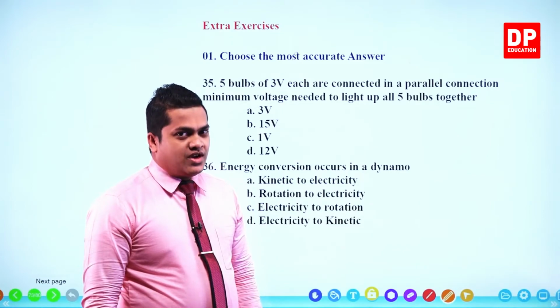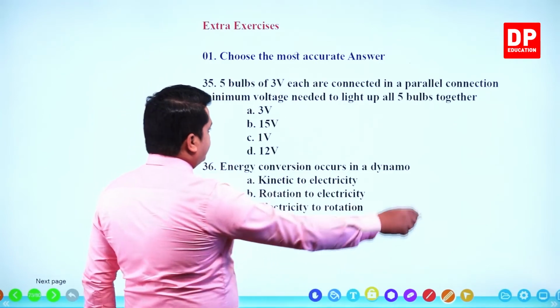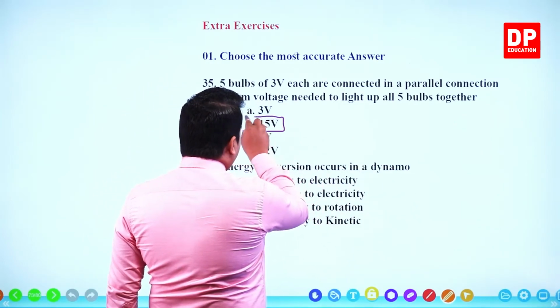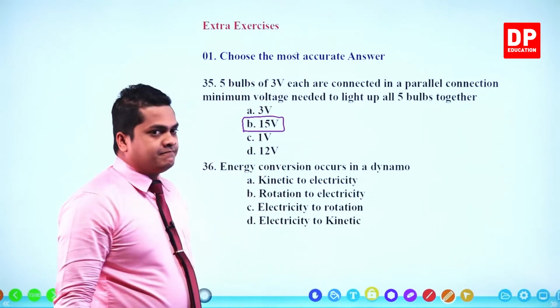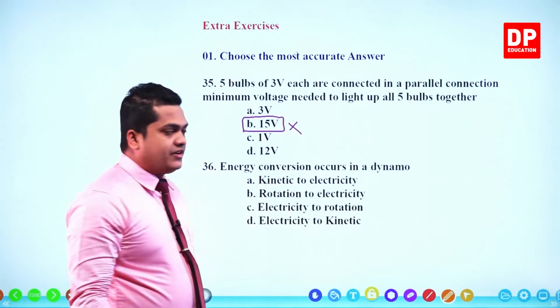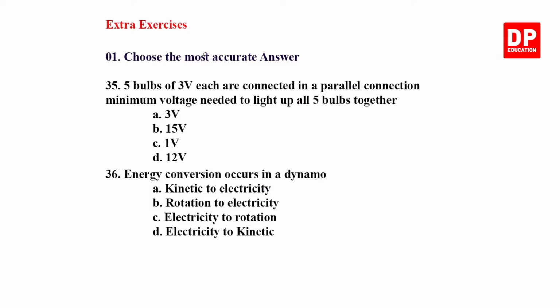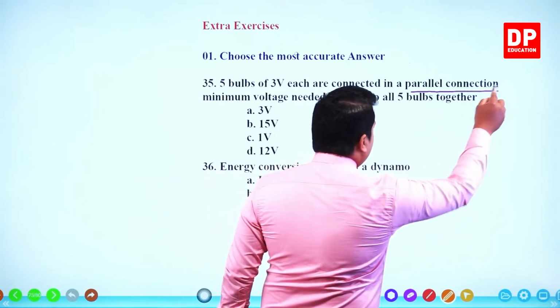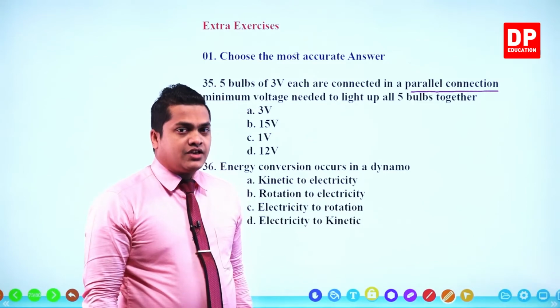So most of you guys, I think, have given the answer 15. 5 times 3, 15. But this is incorrect. 15 is not the answer. They are asking about the minimum voltage needed to light up all the bulbs if they have a parallel connection. See, read the question carefully. Parallel connection.